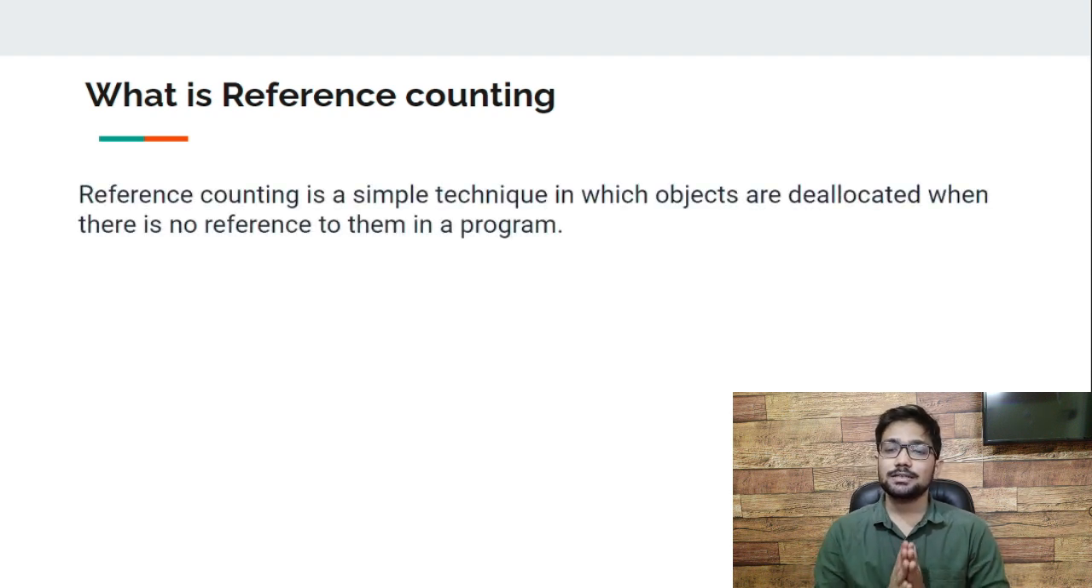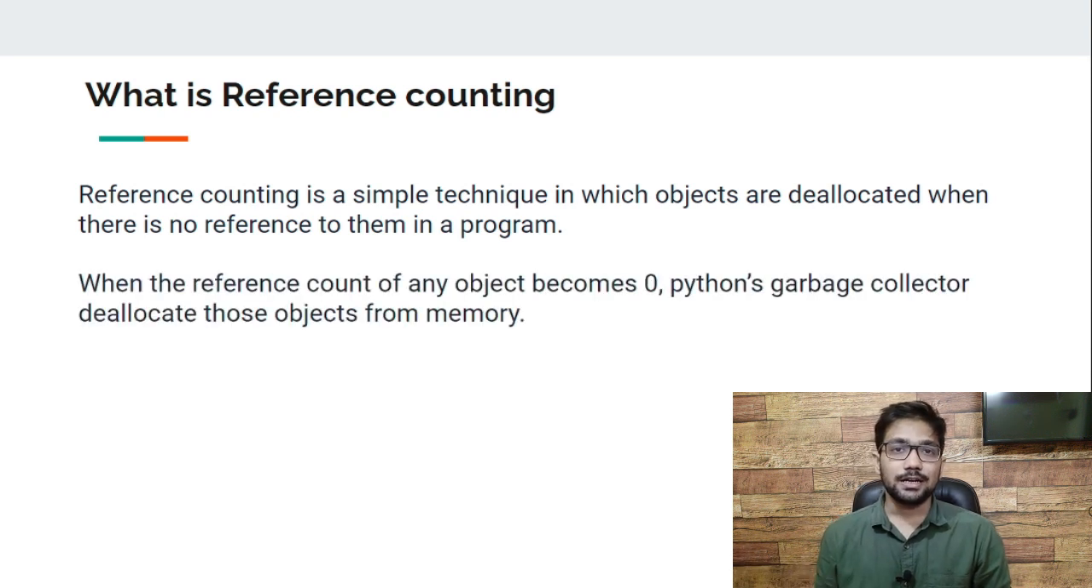So reference counting is a simple technique using which the Python memory manager deallocates objects that do not have any reference in the program. The idea is that whenever a particular object reaches a reference count of 0, the object is classified as unreachable and then it is deallocated from memory so that the memory that was consumed by that particular object can be used somewhere else.